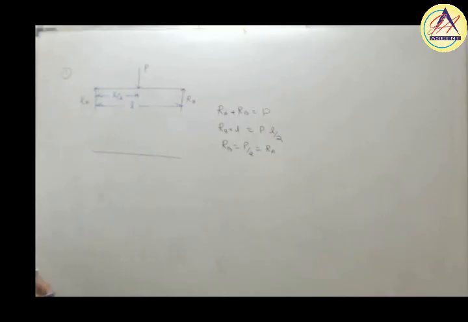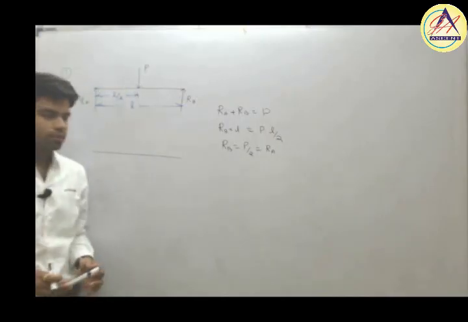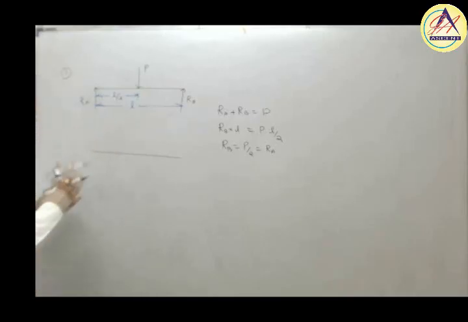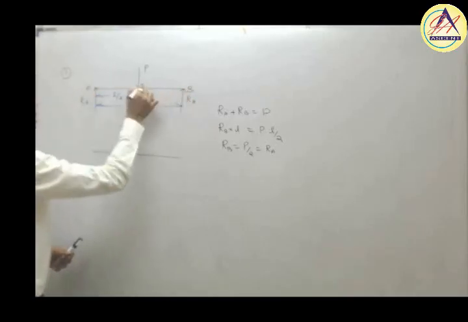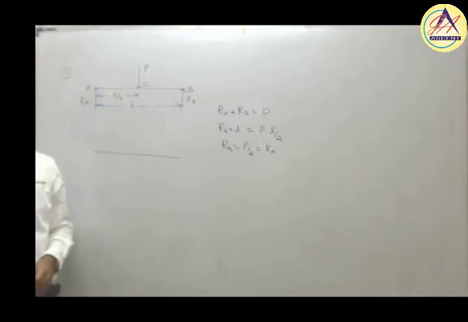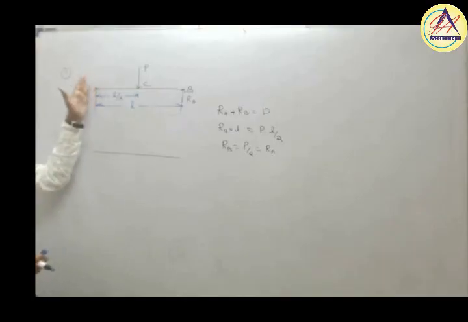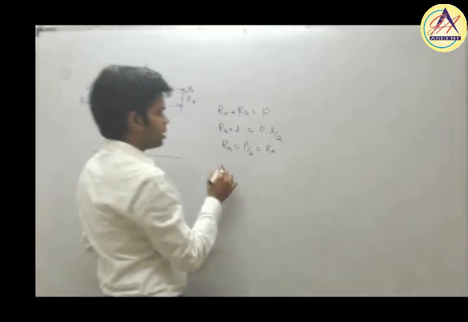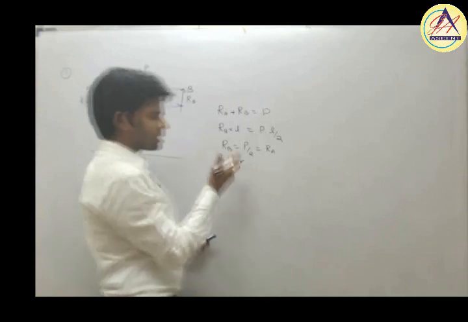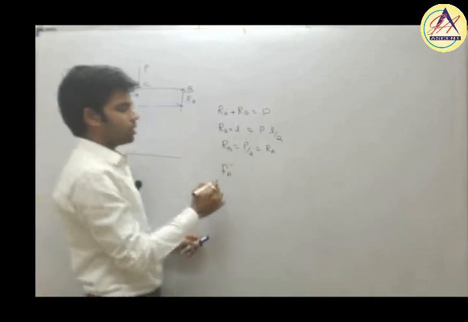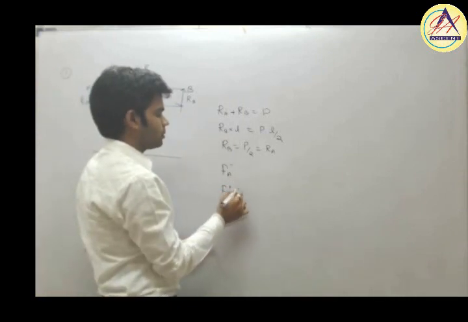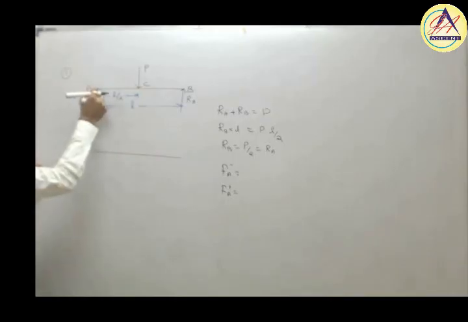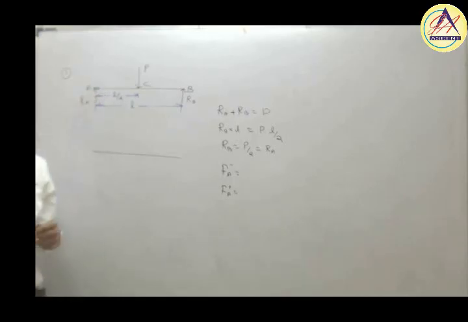In order to get the shear force diagram, first I will tell you the conventional way to draw the shear force and bending moment diagram. For that, we have to consider these points A, B and C, and determine the shear force just left and just right of each point. For example, at point A, we determine the shear force just left of point A, Fa minus, and just right of point A, Fa plus.